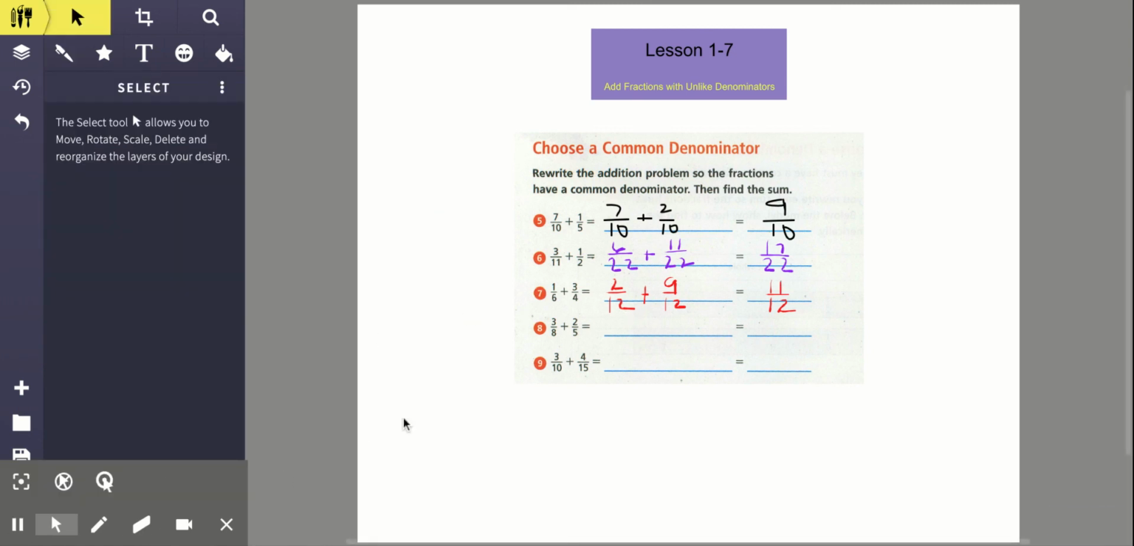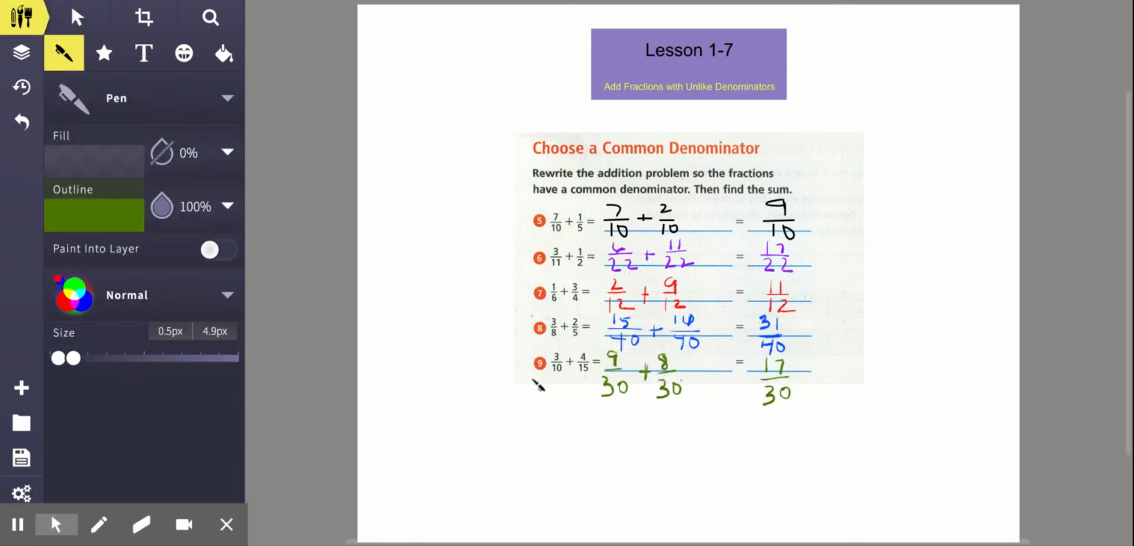All right, pause the video and try to solve 8 and 9 on your own. I'm going to show you guys the answers in 10 seconds. Check your work. Make sure your denominator is the same because we're trying to find, once again, the common denominator.